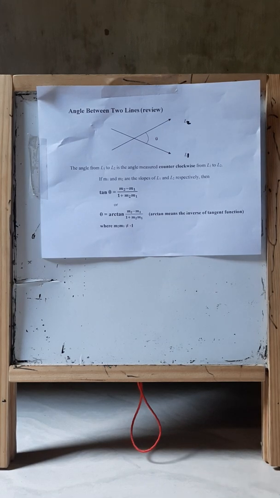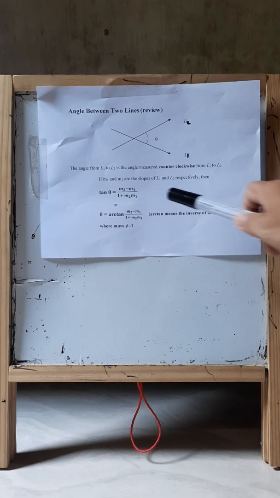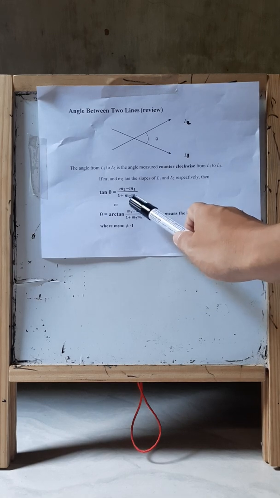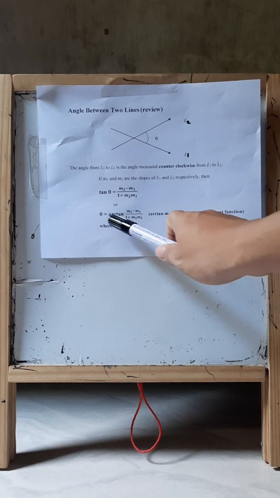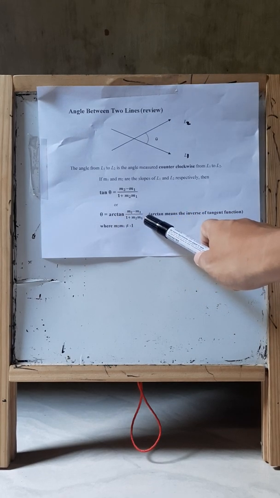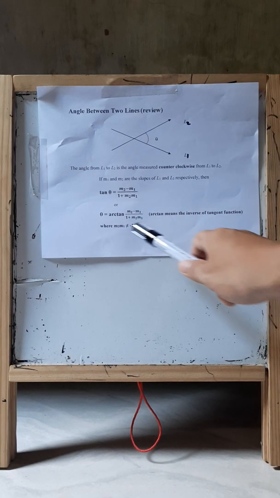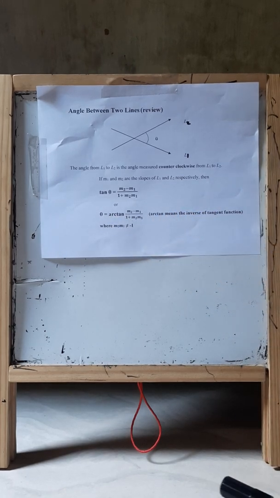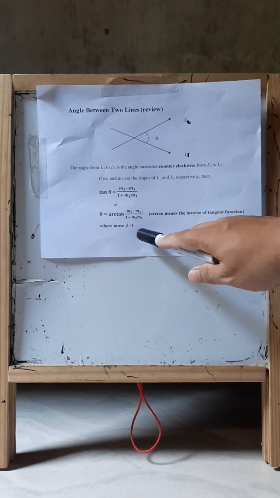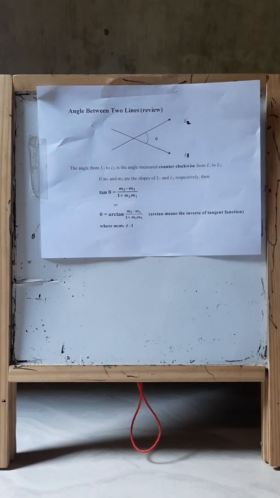And how do we solve the measure of the angle theta? All we have to do is use the formula here. Tangent theta is equal to m sub 2 minus m sub 1 all over 1 plus m sub 2 m sub 1, or theta is equal to arctan of m sub 2 minus m sub 1 all over 1 plus m sub 2 times m sub 1, where arctan means the inverse of the tangent function. All you have to do is press shift tangent in your scientific calculator, and also remember that the product of m sub 2 and m sub 1 is not equal to negative 1.